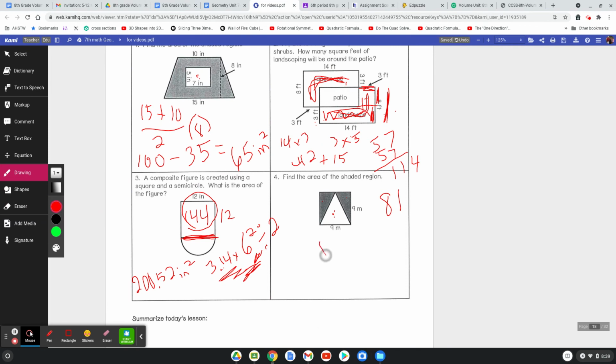So we have base is 9 times the height is going to be 9 divided by 2. So 81 divided by 2 is, let's see here, 40.5. And so we do 81 minus 40.5 to minus the white part out. So you get 40.5 meters squared as your answer.